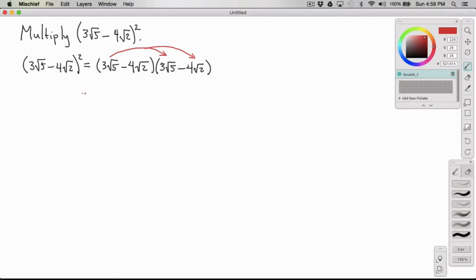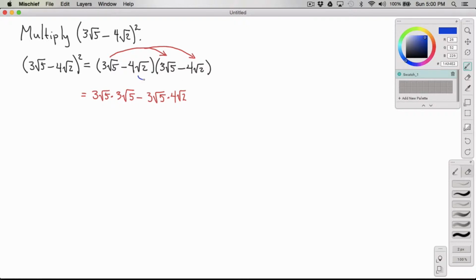So let's do that, and I'll write this all out. 3 square root of 5 times 3 square root of 5. Then I'm going to have a positive times a negative, so this is going to be a minus 3 square root of 5 times 4 square root of 2. And then let's use maybe some blue here. And using the blue, we'll distribute again.